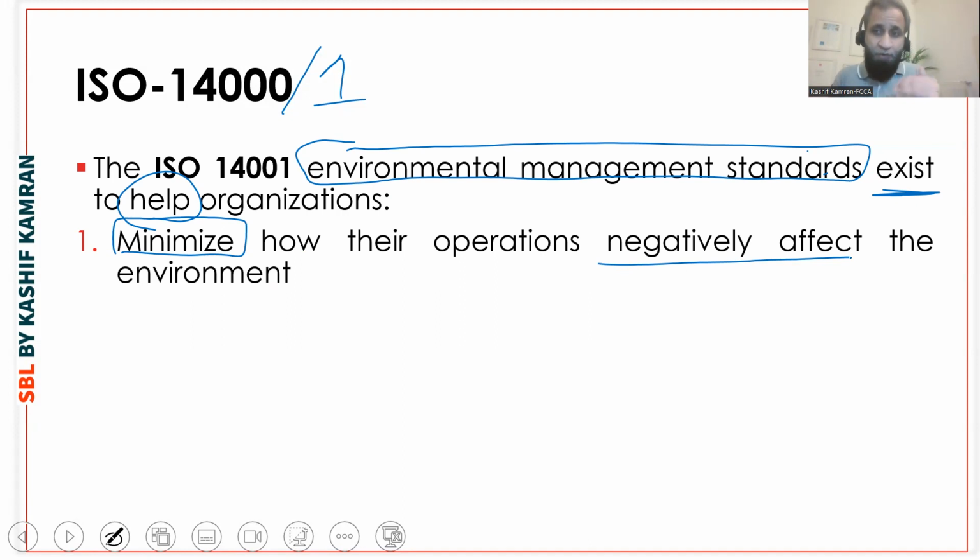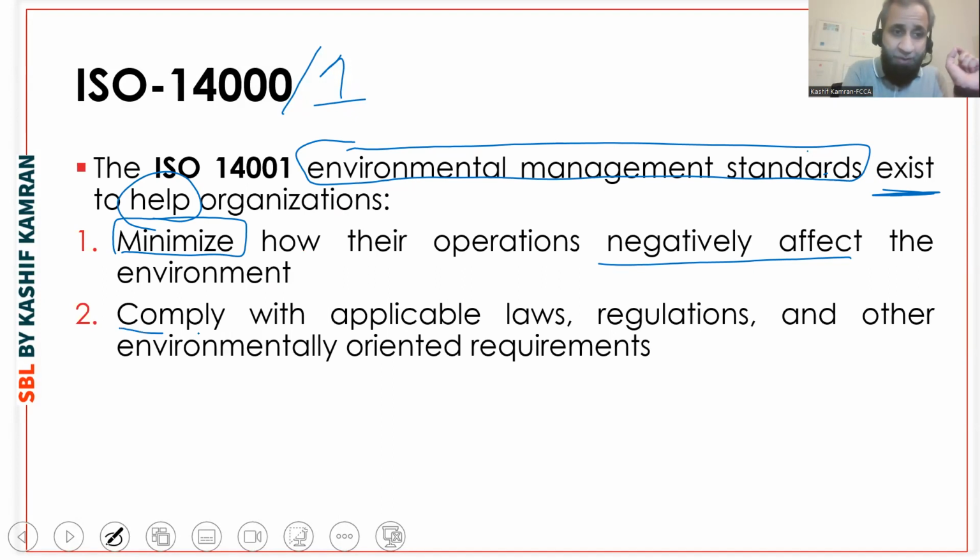You need to set targets for 1 year, 2 year, 3 year, 4 year, 5 year. And each year you need to bring an improvement. If you are bringing improvement, your certificate for ISO 14001 will keep being renewed every year.